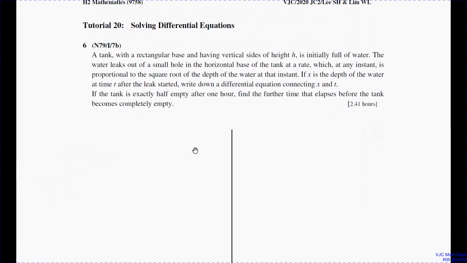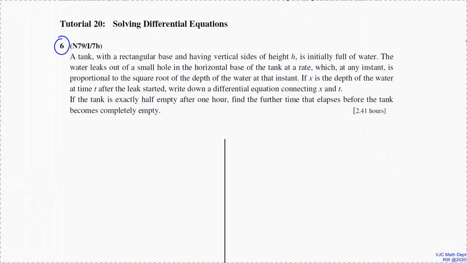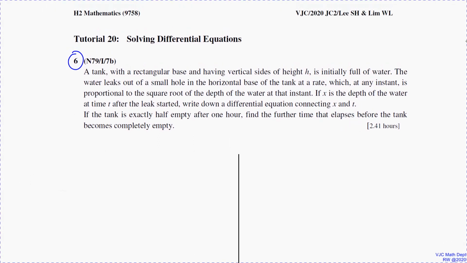Alright, let's take a look at question 6. Question 6, compared to question 5, is slightly tougher. Let's read the question. The tank with a rectangular base has vertical sides and height h. So this is a tank, and the height of the tank is h. Initially filled with water. Water leaks out from a hole at a rate which at any instant is proportional to the square root of the depth.